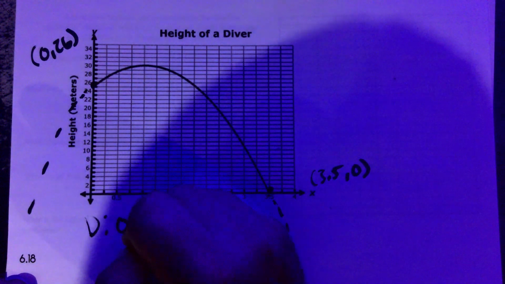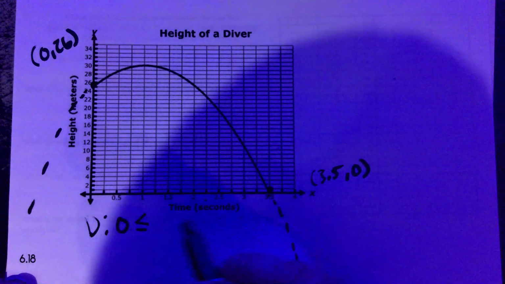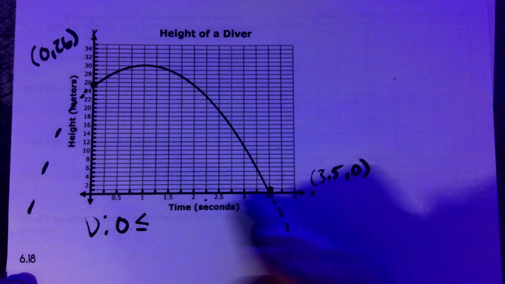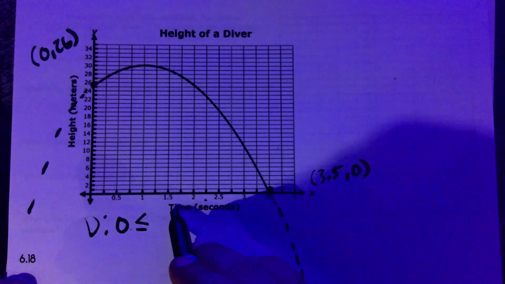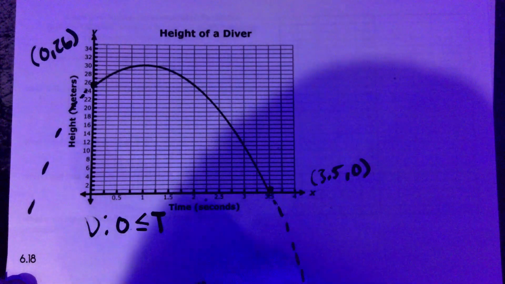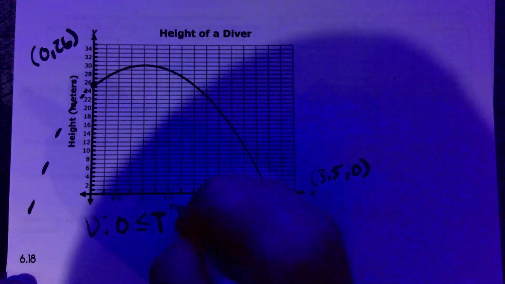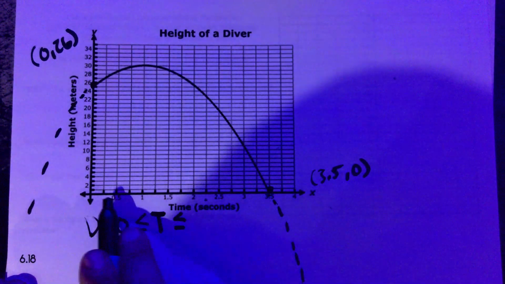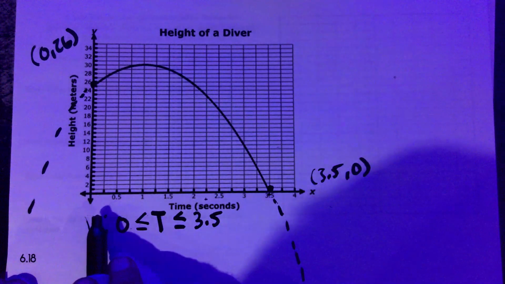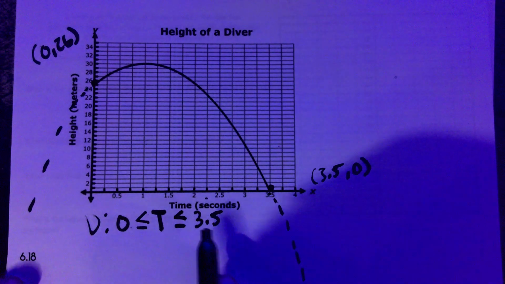So 0, then we always put a less than or equal to. And then my x here, you might see it written as an x because it's on the x-axis, or, since this was given a name, time, you might see t. We're going to write t. So the time is between 0 and, we write less than or equal to, our highest value, 3.5. So the constraint for our domain is between 0 and 3.5.